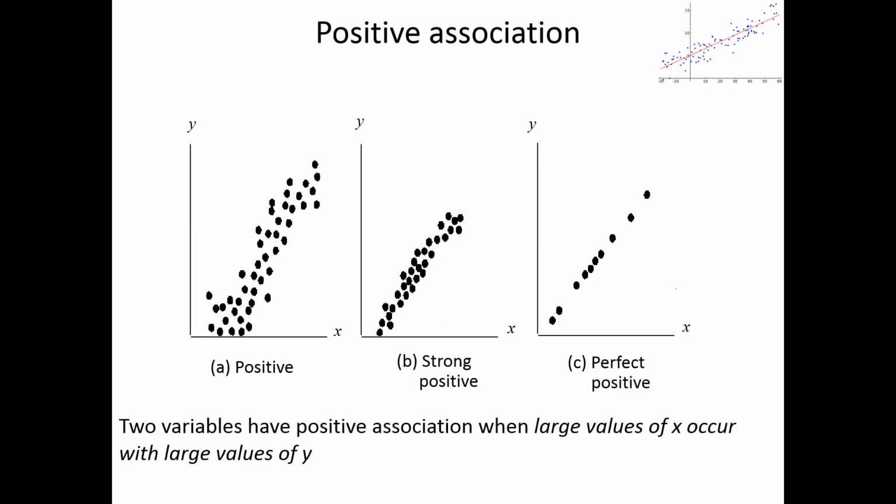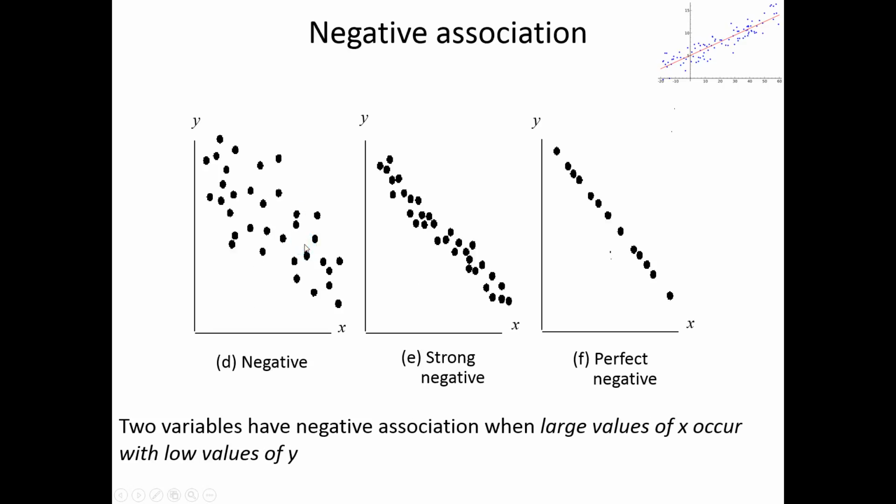In general, a positive association occurs when large x values are associated with large y values. In each of these cases, as x increases, y is also increasing. In this last case, this is an example of perfect linear association. These points are actually collinear. As you go backwards, these are a little less collinear, and these, while they have a linear trend, have a little more scatter than the other cases.